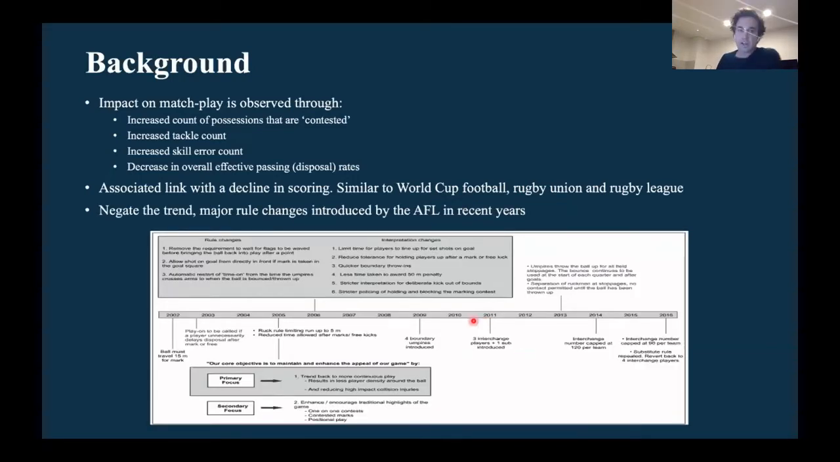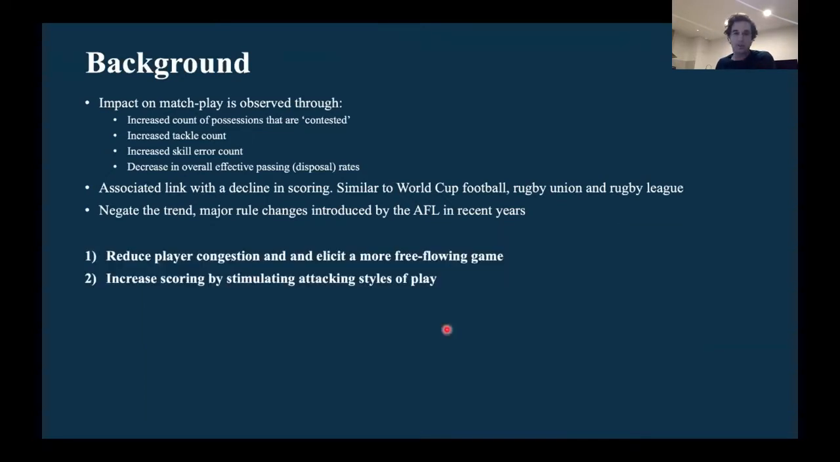To negate this trend or arrest it, the AFL are the lawmakers here, and they've implemented major rule changes or implementations over the last 20-year period. Won't go through all of them here because there's so many, but essentially they surround 2 aims. That's to reduce player congestion and elicit a more free-flowing game, and increase scoring by stimulating more attacking styles of play.